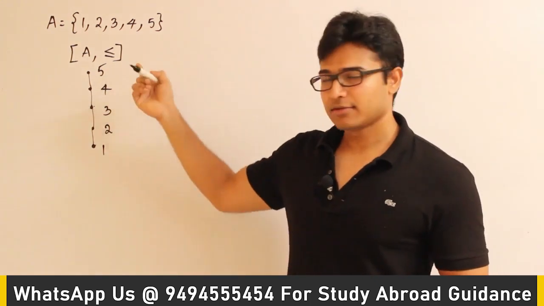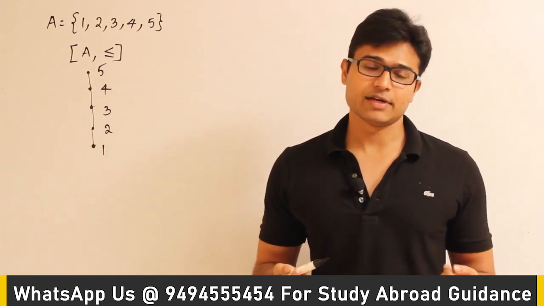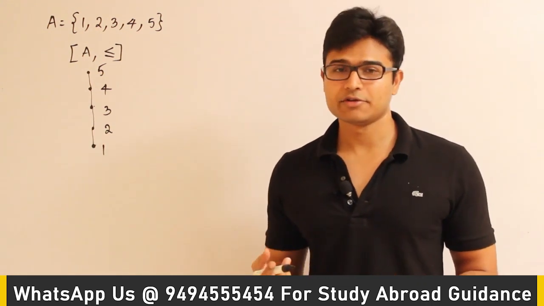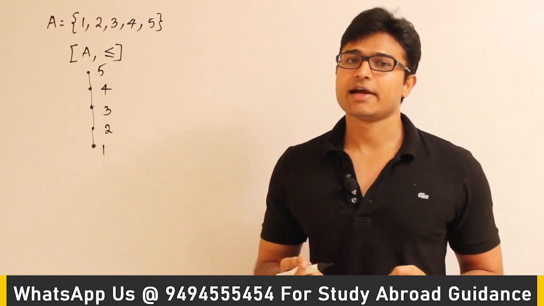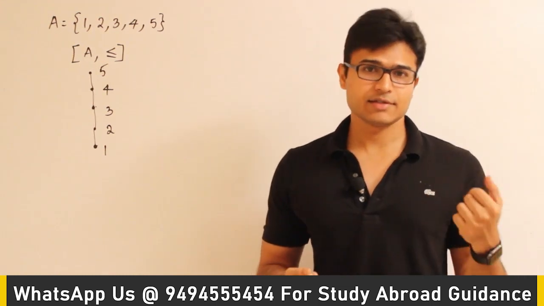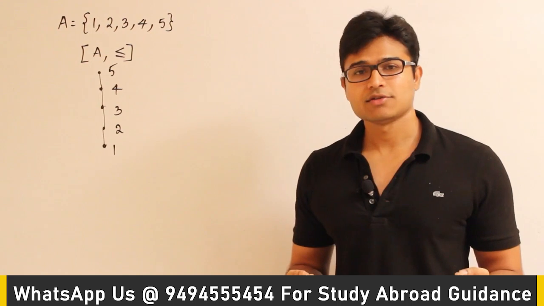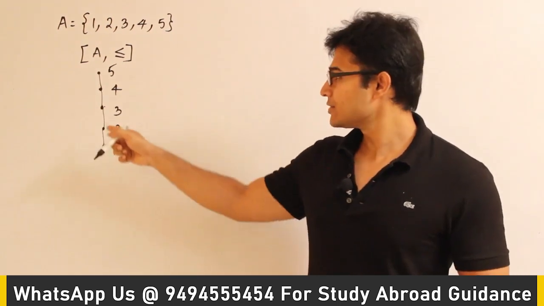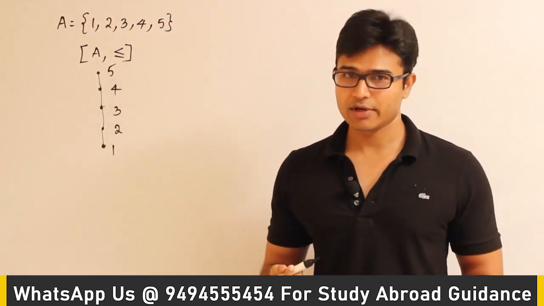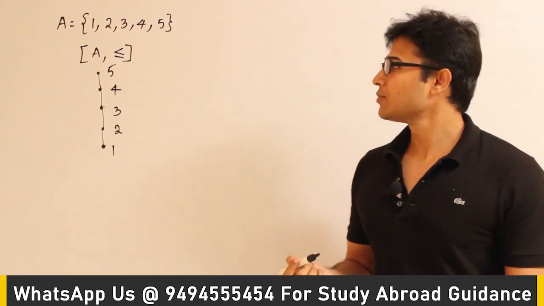Okay, so if you see this diagram, this particular diagram has a specialty. It is like a chain. The reason is it is a total order relation. Whenever you have a total order relation, you will always see that it is a kind of chain. That is why while discussing total order relation, we also call it a chain. The reason is the diagram looks like that. Okay, so let's see one more example.